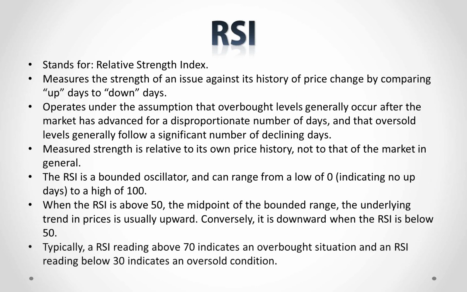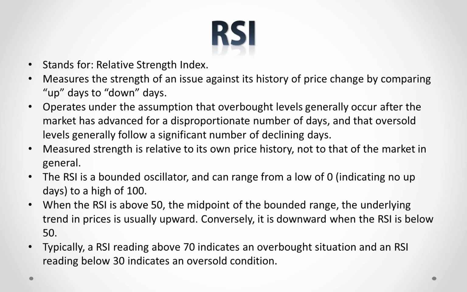And typically, an RSI reading above 70 indicates an overbought situation, and an RSI reading below 30 indicates an oversold condition. Now, depending on the market conditions, this isn't always going to be the case, so some people like to use different numbers or even adjust them based on whether you're seeing a strong trending market or a range-bound market.